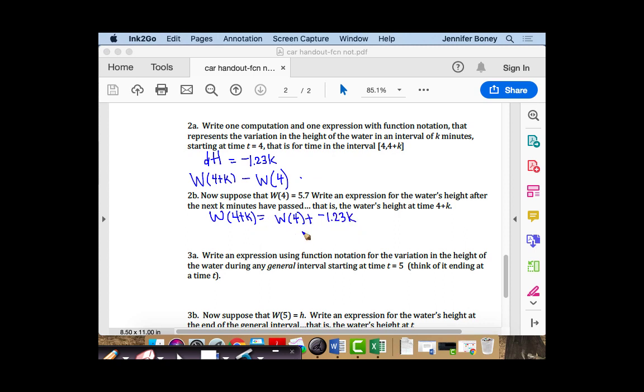Or instead of W of 4 here, since we have a number, we could write 5.7, and then I'll just write minus 1.23k. There's a variety of different ways you could express this, but this computation follows our general premise. How do I find the final value of y? Since final minus initial gives me that variation or change, then the final value is the same as the initial plus, or in this case minus, that change, since the change in this problem was negative.